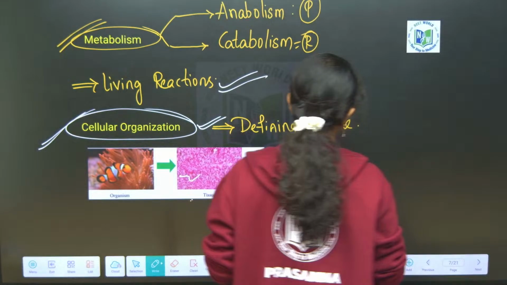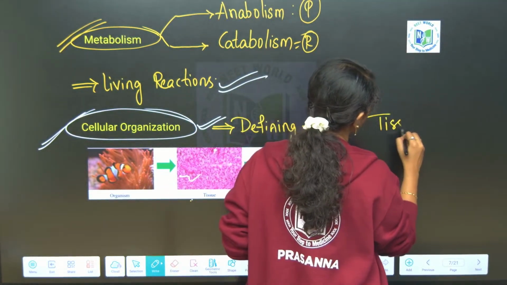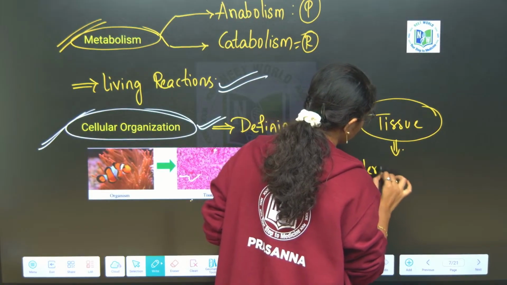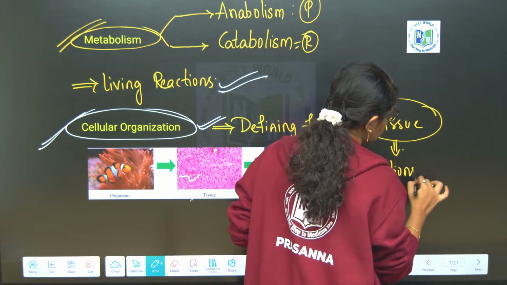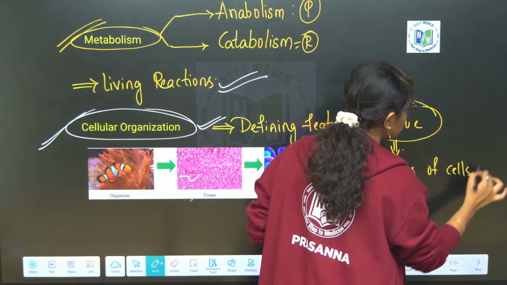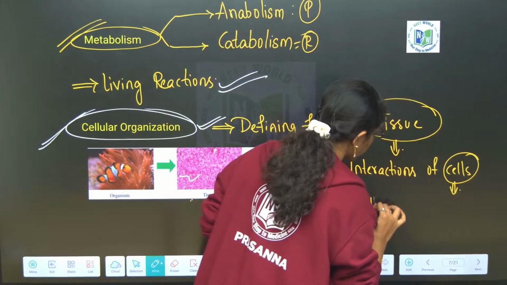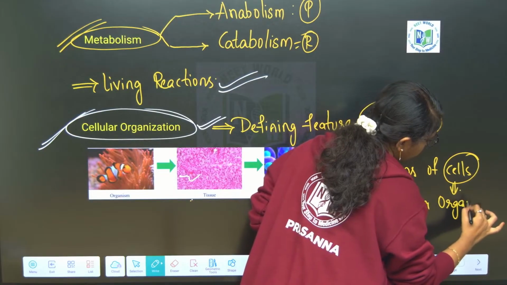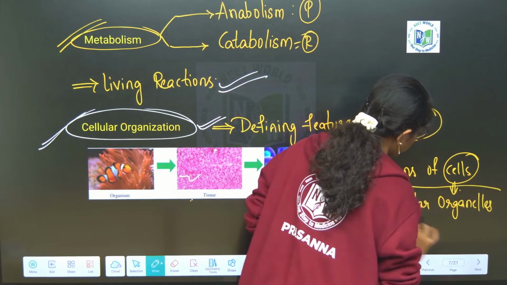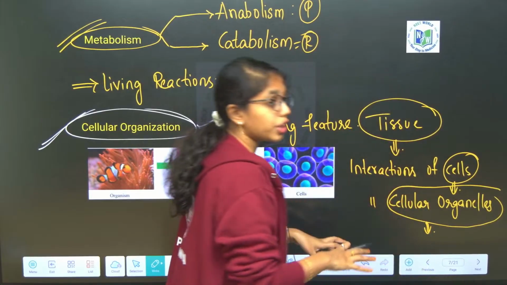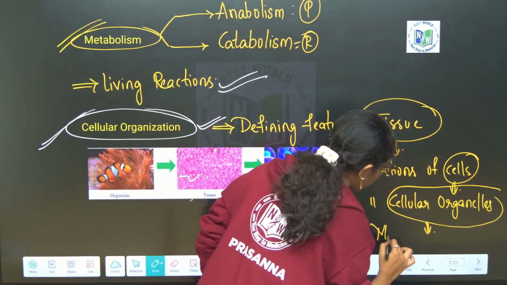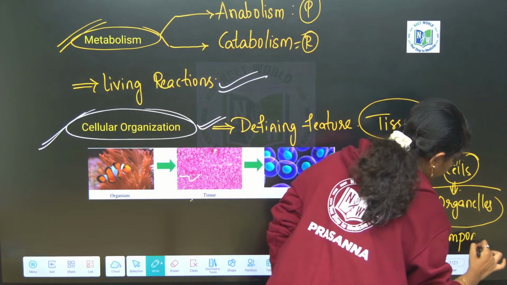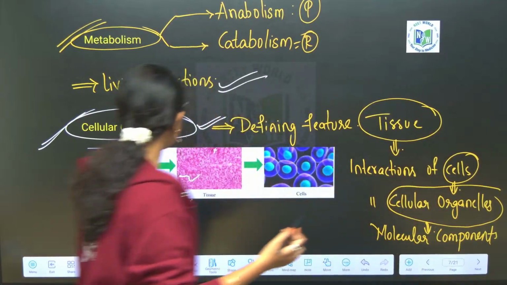Once again I will tell you, listen. How are tissues formed? Tissues are formed because of the underlying interactions of cells. How about cells? By interactions of cellular organelles. How about cellular organelles? By the interactions of the cellular constituents or molecular components inside them. Molecular components. Fine. Understood about cellular organization?